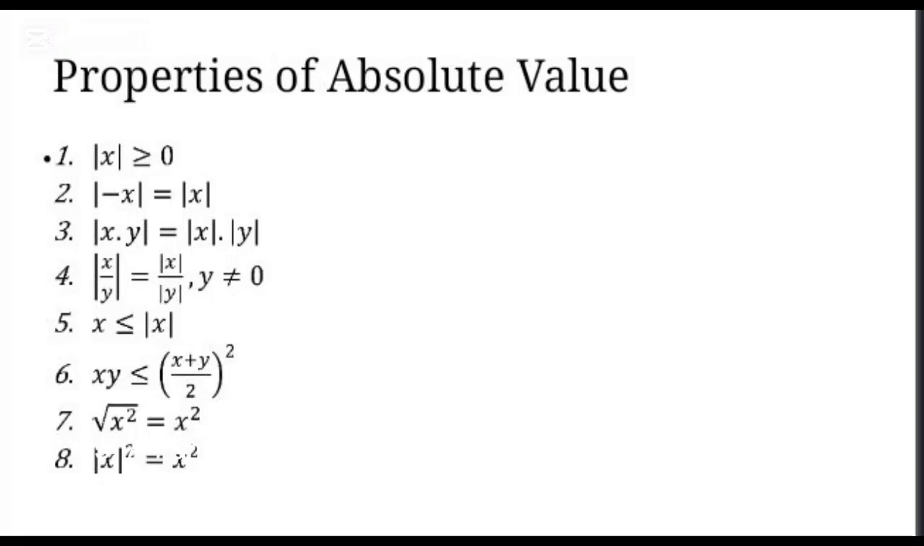5. A number is always less than or equal to its absolute value. 6. This is a special inequality often used in analysis. It tells us that the product of two numbers is less than or equal to the square of their average. 7. Taking the square root of a square removes the sign. 8. Squaring an absolute value gives the same result as squaring the original number.